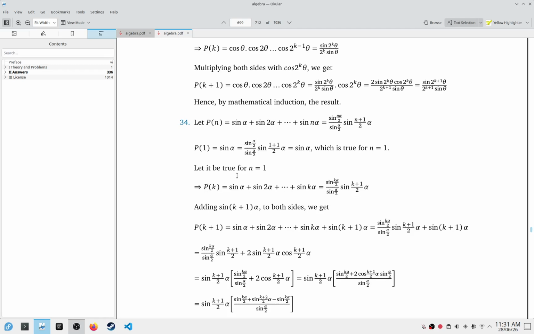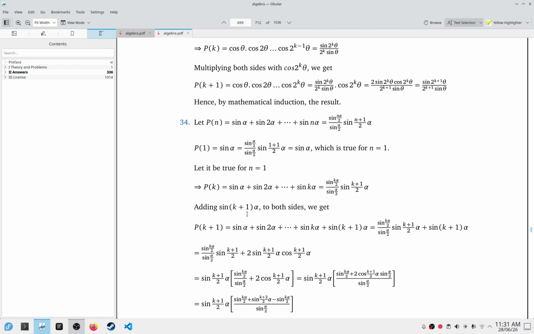Now we let P(n) be true for n equal to k. The left hand side becomes sin alpha plus sin 2 alpha up to sin k alpha. And right hand side becomes sin (k alpha by 2) divided by sin (alpha by 2) times sin ((k plus 1) alpha by 2).